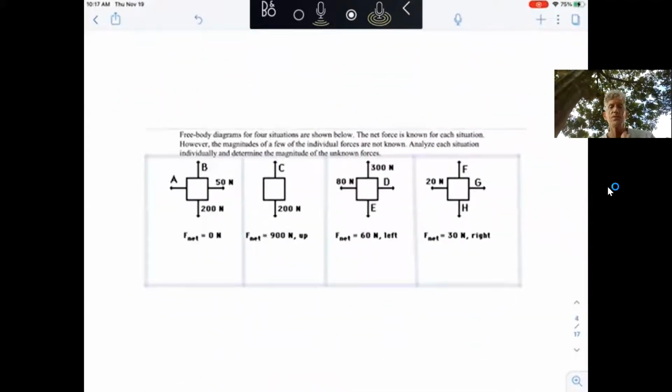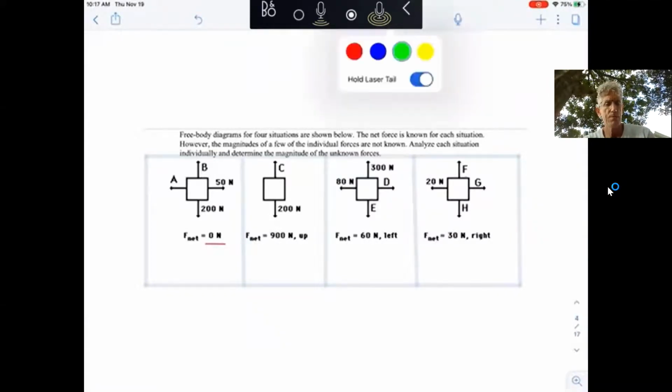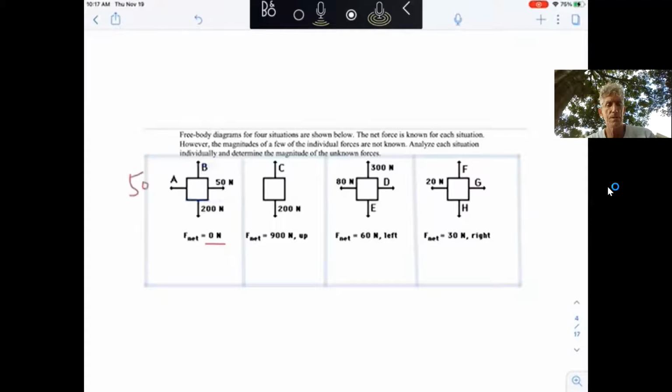Next, same thing, except right now, determine the unknown forces. They give you F net, and they're missing some forces maybe. So if net force is 0, all the forces are balanced. So A has to be 50 and B has to be 200 to balance out the other vertical or horizontal force.